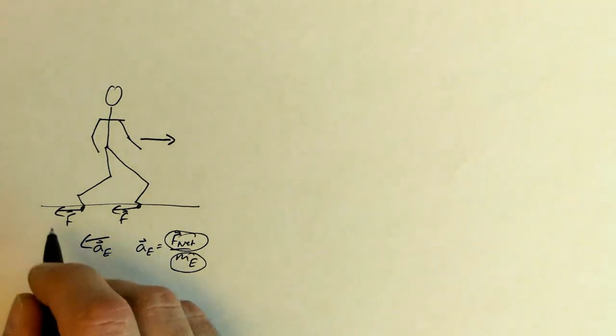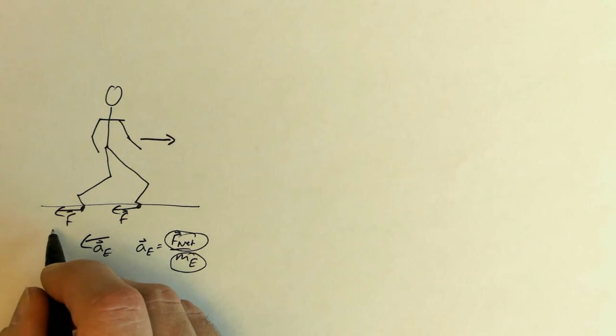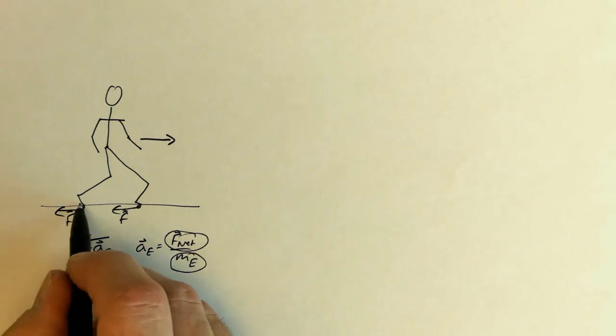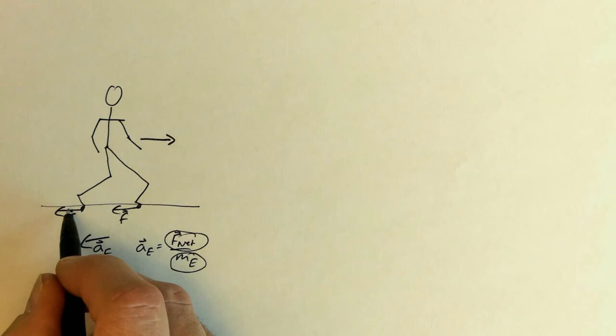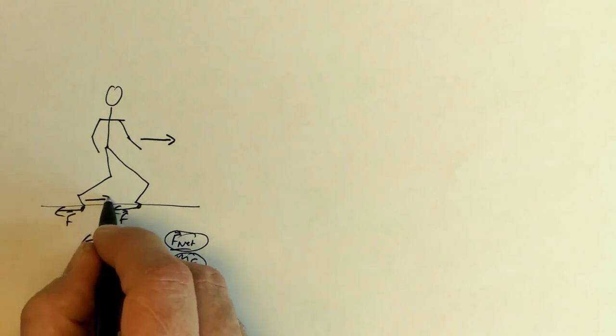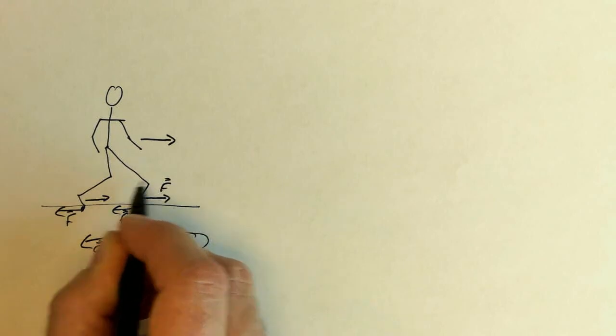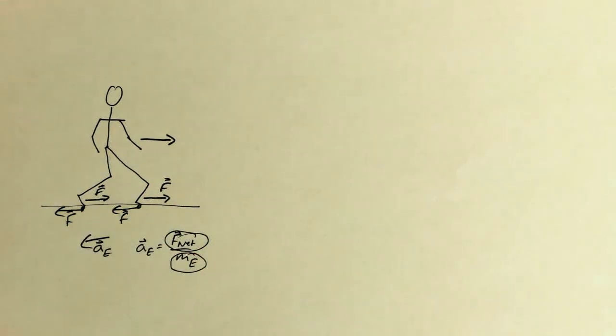Well, this is the main idea of action-reaction pairs that's going to build us up to Newton's third law. I indeed go forward because in the process of pushing back on the Earth, the Earth is pushing on me. Now that seems weird. I don't see the ground heaving forward and pushing on me. But the only way to explain this is to recognize that in pushing back on the ground, the ground is pushing forward on me. And we call those action-reaction pairs.